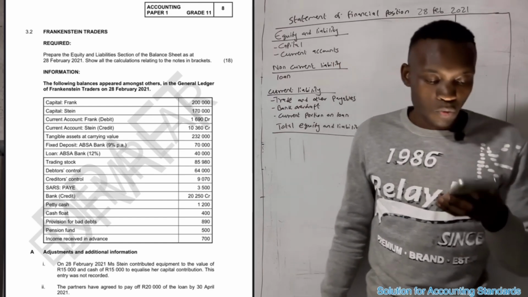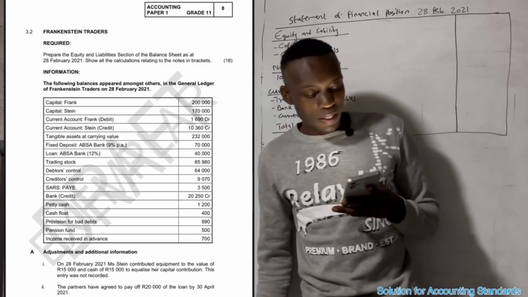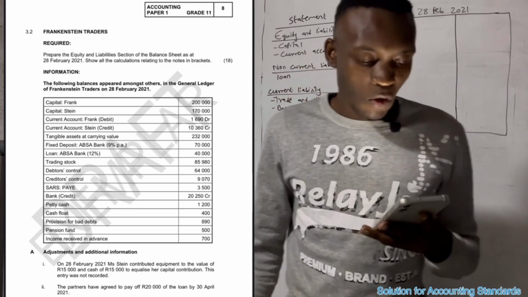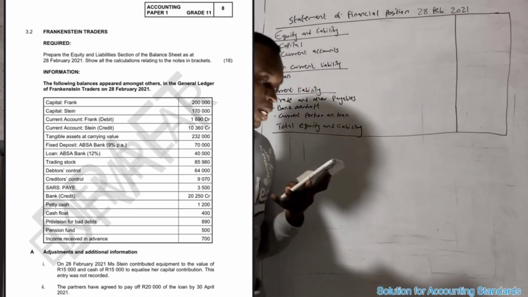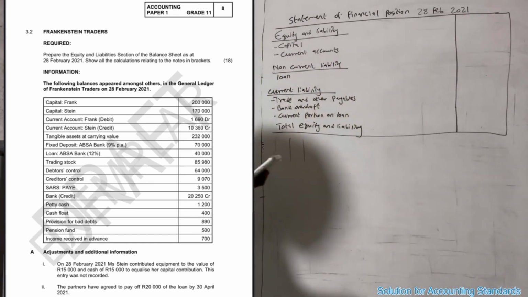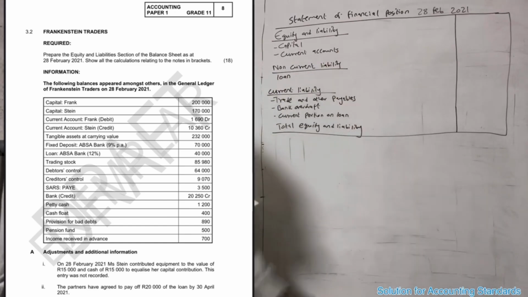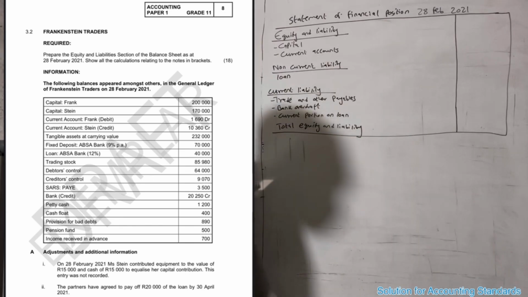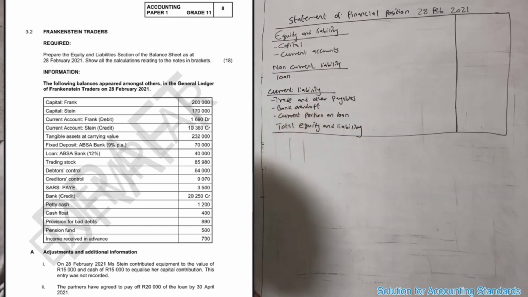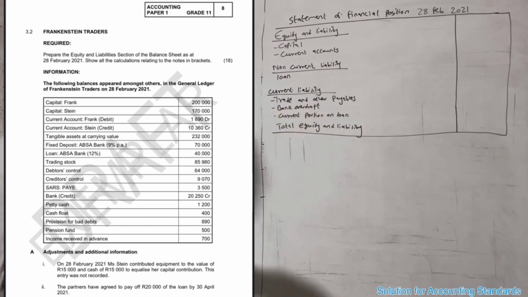3.2 required: Prepare the equity and liability section of the balance sheet as at 28 February 2021 and show all calculations relating to the notes in the brackets. 18 marks. They want us to fill in this small balance sheet. The asset section was not required. Okay, they give us information.